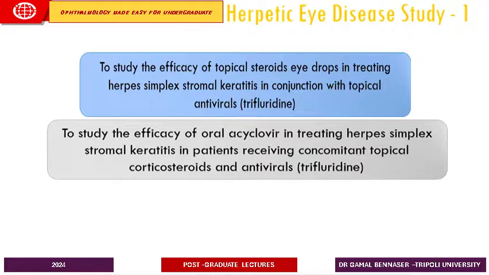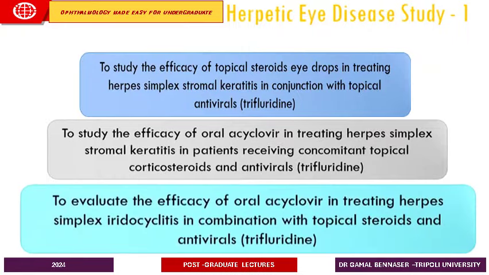The second trial studied the efficacy of adding oral acyclovir to the same regime in the treatment of stromal keratitis. And when we say topical antiviral, we mean trifluridine, not acyclovir, because acyclovir is not FDA approved in the United States. Now, the third trial was done to evaluate the efficacy of oral acyclovir in treating herpes simplex iridocyclitis, not keratitis, iridocyclitis, in combination with topical steroids.